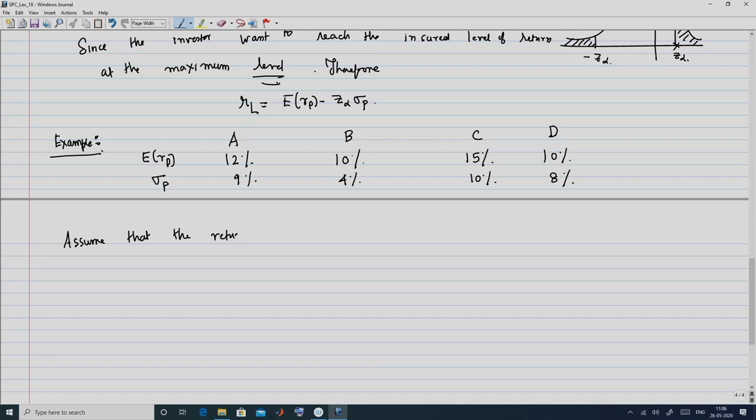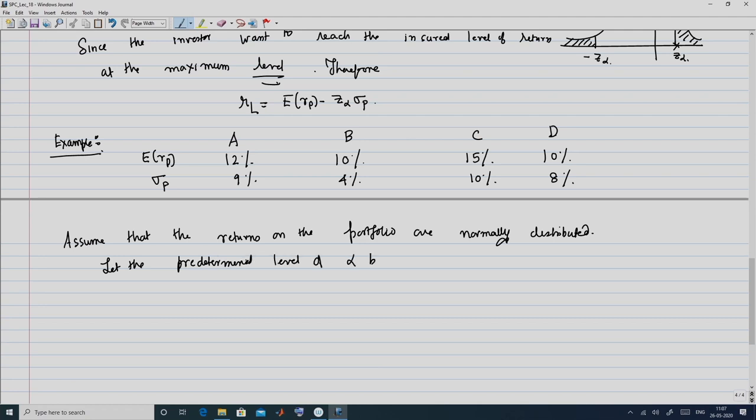Now we assume, and again this is for illustrative purposes, and this argument can be extended to any distribution that can be specified using mean and variance, that the returns on the portfolio are normally distributed. Now let the predetermined level of alpha be 5%. This means that you want to find your RL to be as large as possible, while at the same time ensuring that the probability of your portfolio return being less than this level RL is less than or equal to just 5%.